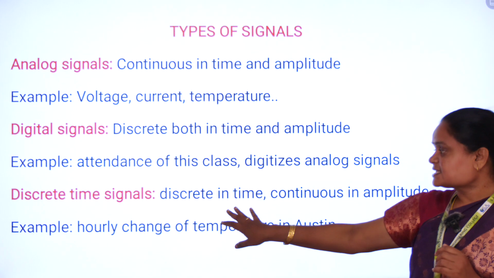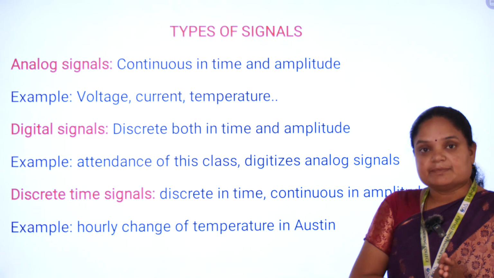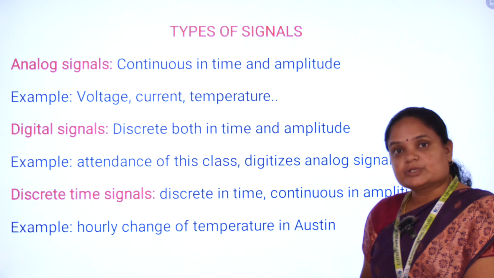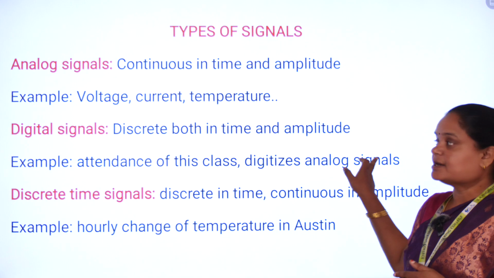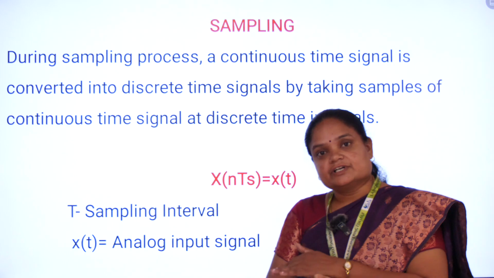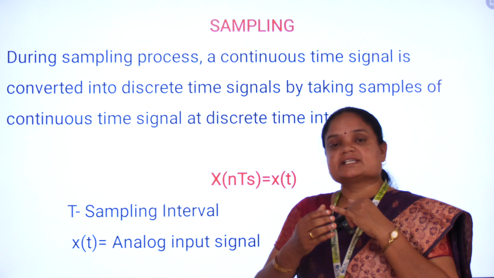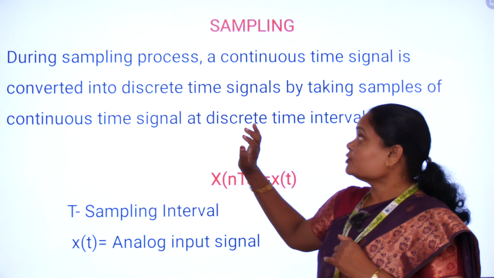Discrete time signal is discrete in time, continuous in amplitude. So time is in discrete format, amplitude is in continuous format. Hourly change of temperature is an example for discrete time signals. The analog signal is converted to digital in three steps: sampling, quantization, and then coding. So first we discuss about sampling.